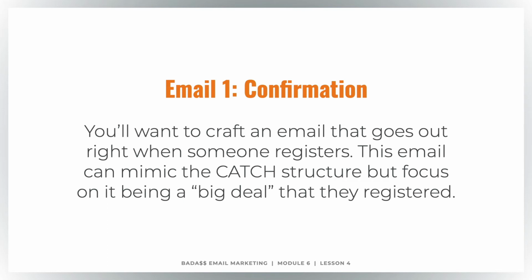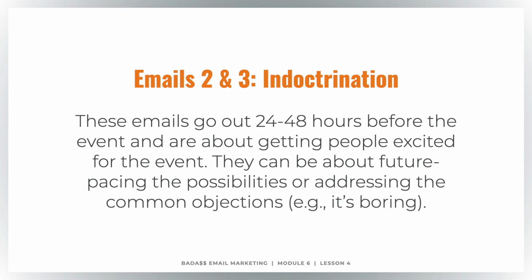So that's that first email, the confirmation email, and everyone will get this because it goes out right when they register for the event. They will get a confirmation email. Then emails 2 and 3 go out 48 hours and 24 hours before the event. And they're about getting people excited for the event. They can be about future pacing the possibilities or addressing the common objections, that it's not boring.